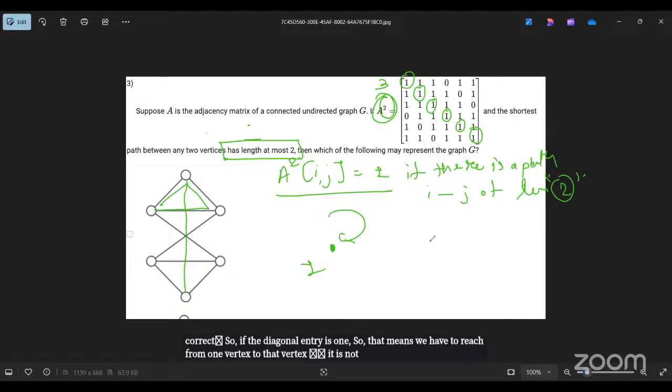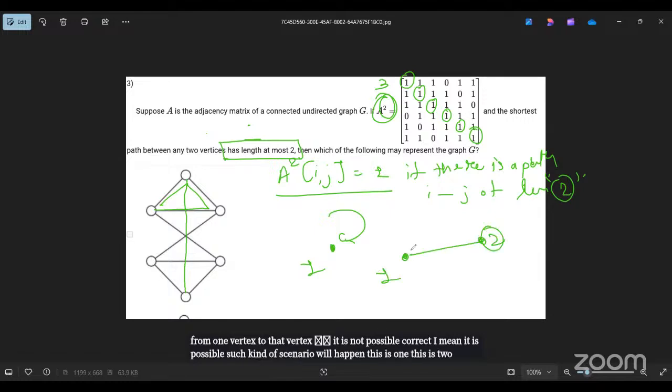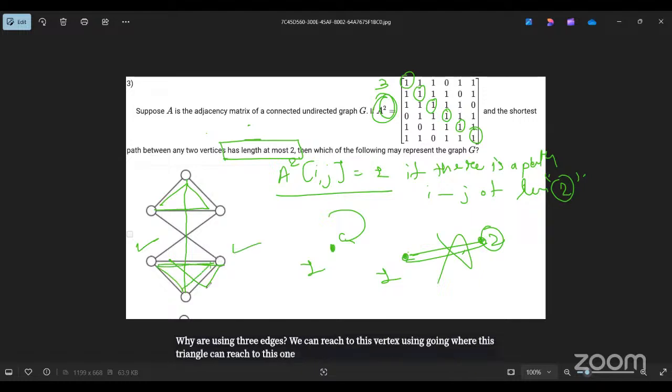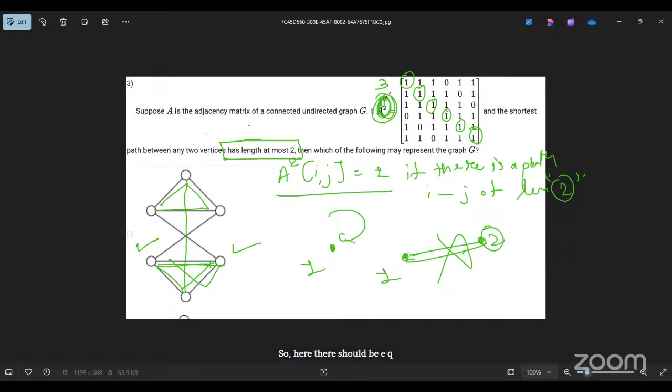It is not possible, correct? I mean, if it is possible, then such a scenario will happen. This is 1, this is 2. So we have to go from 1 to 2 and then come back. So this is not the case. And in this graph, you observe that we can reach every vertex from the same vertex using 3 edges. We can reach this vertex by going via this triangle, and reach this vertex by going via this triangle. So here, there should be A cube. There should not be A square.